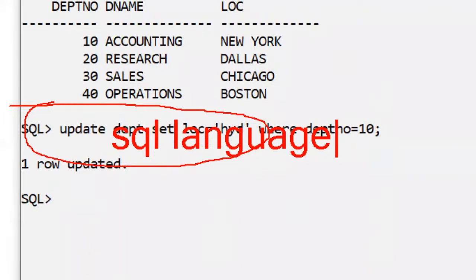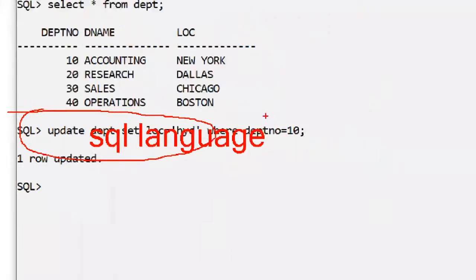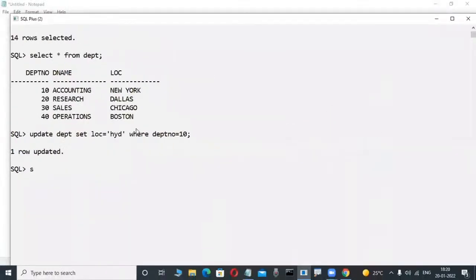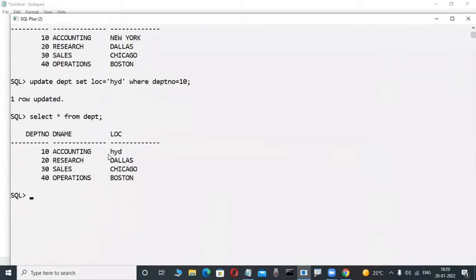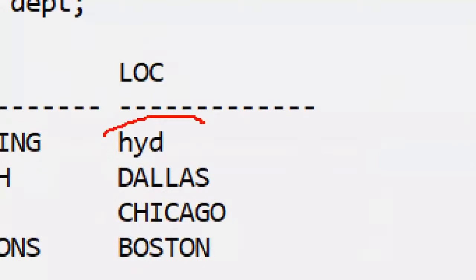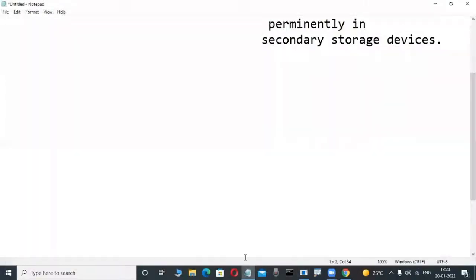Now observe here. Once we write this type of code, called SQL language, it is automatically reflected in your database. Observe here, in your database, in the previous case New York was there, but now Hyderabad is the location, right? Yes. That's why always observe it here.